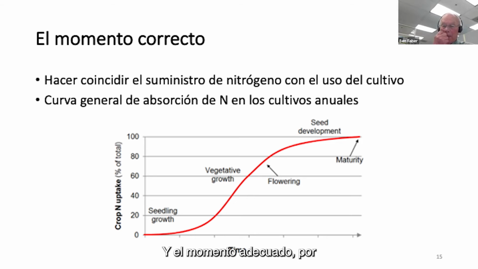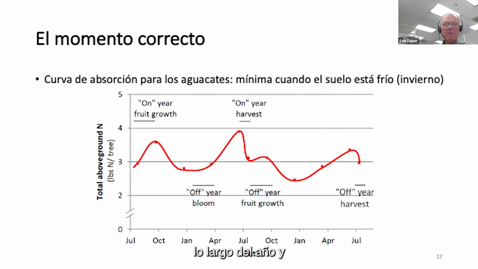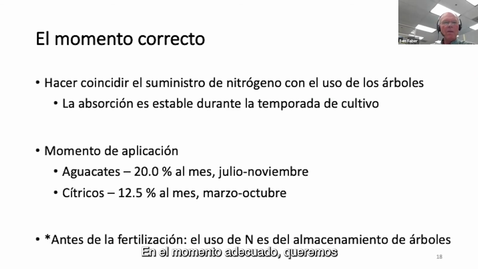And the right time. So typically the greatest requirement of nitrogen is later on in crop development in annual crops, whereas in tree crops, it's more or less similar throughout the year. And there are peak periods early in the spring that kind of drop off. But the requirements for nitrogen in annual crops or perennial crops like citrus and avocado tend to be more or less standard throughout the year. The right time, we want to match the nitrogen delivery rate.